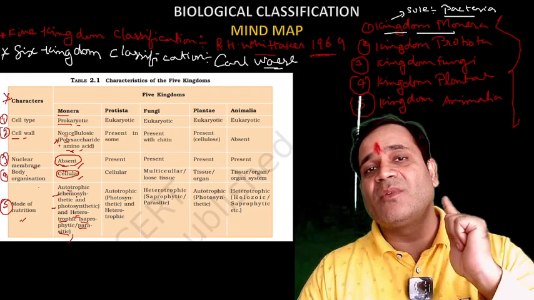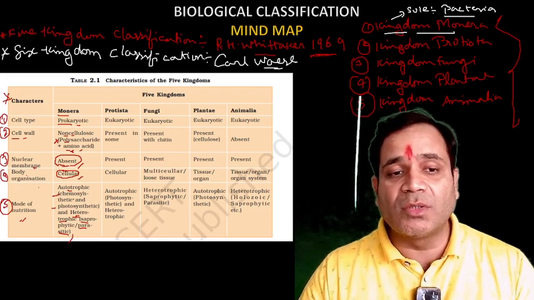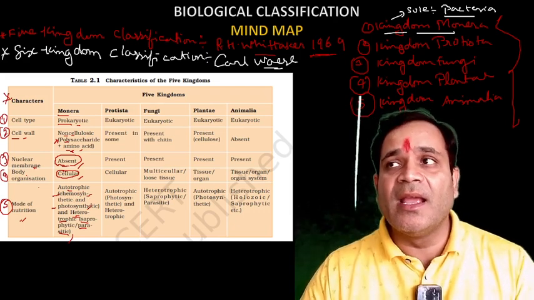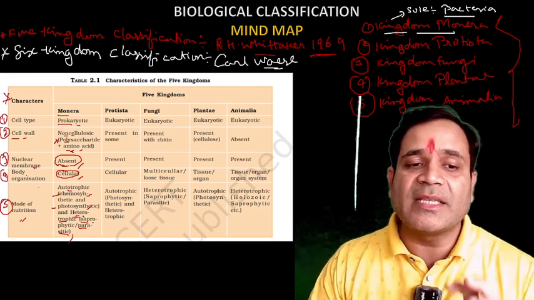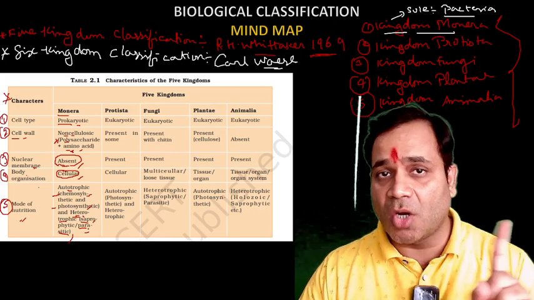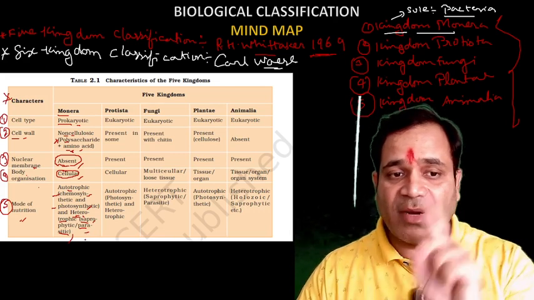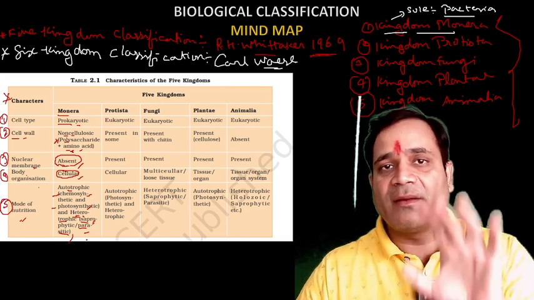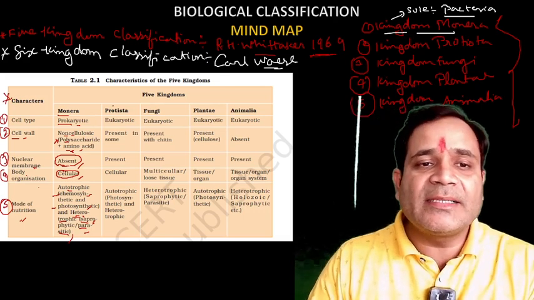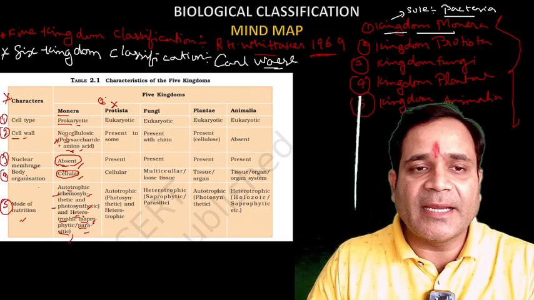Autotrophic means they have both chemosynthetic and photosynthetic types. And heterotrophic means they have saprophytic as well as parasitic, not holozoic here. Keep in mind, not holozoic here, only saprophytic and parasitic. Correct? Now let's see the second kingdom, Protista.